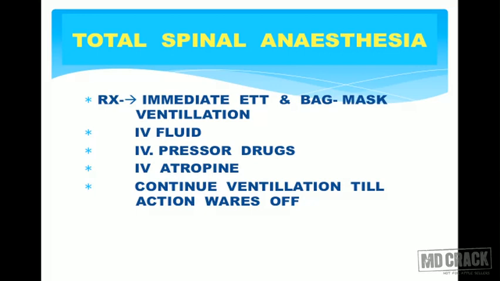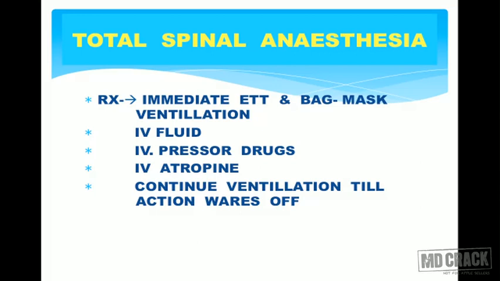Along with the endotracheal intubation, what are the other things that you give? You start giving IV fluids to rehydrate the patient so that you can treat hypotension. You give IV pressor drugs, just as I mentioned in the treatment of spinal hypotension: IV ephedrine, IV atropine, and continuously ventilate the patient till the action of the spinal anesthetic wears off, or till the phrenic nerve, which is paralyzed by the spinal anesthetic drug, recovers.